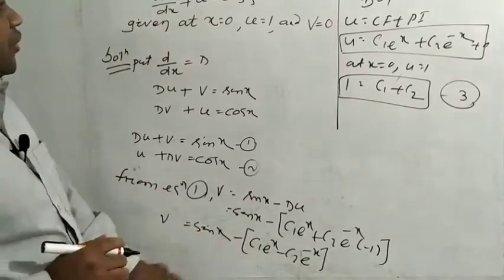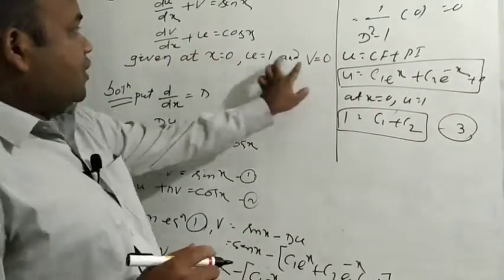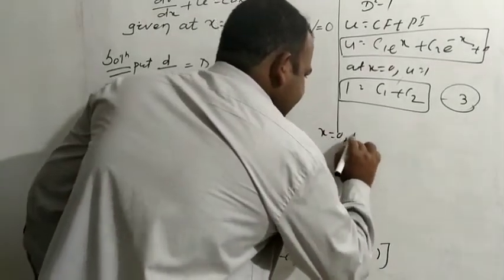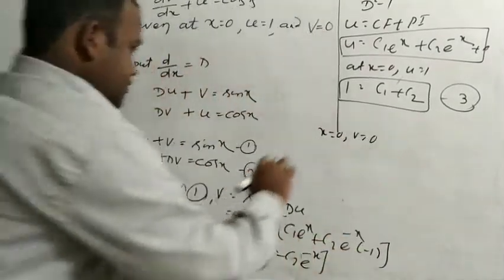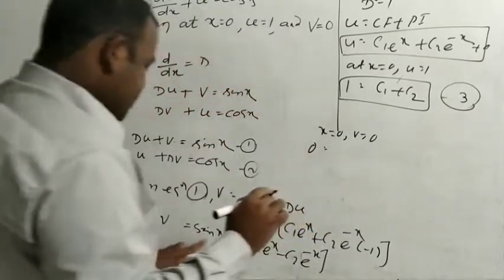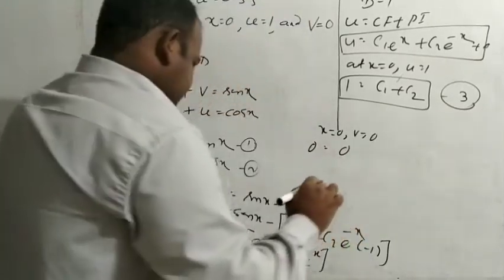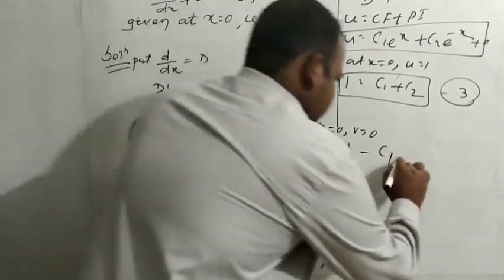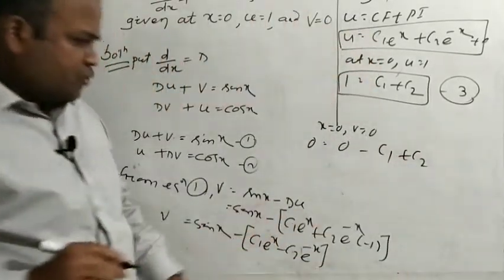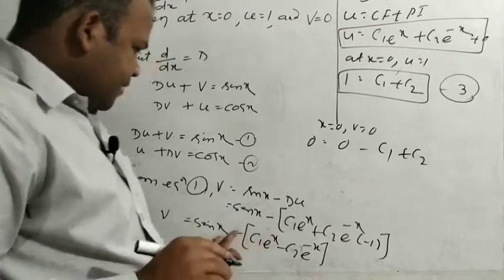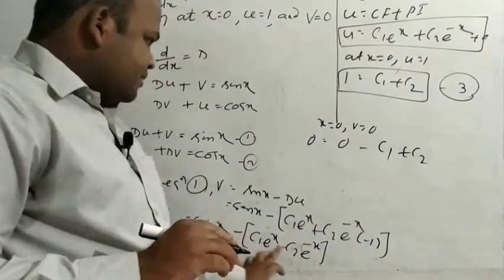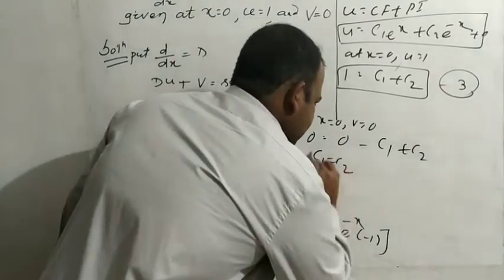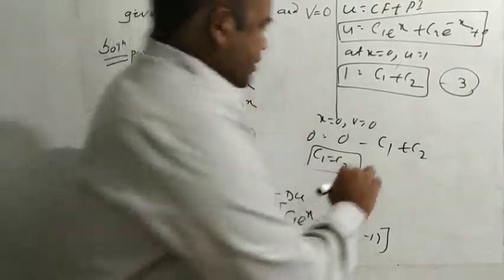So based upon the condition, x equals 0 and v equals 0. So put the condition: x equals 0 and v equals 0. So v equals 0, sin 0 is 0, and this is minus c1 plus c2, because for x equals 0, e raised to 0 is 1, so minus c1 plus c2. So here c1 equals c2. So this is equation number 4.